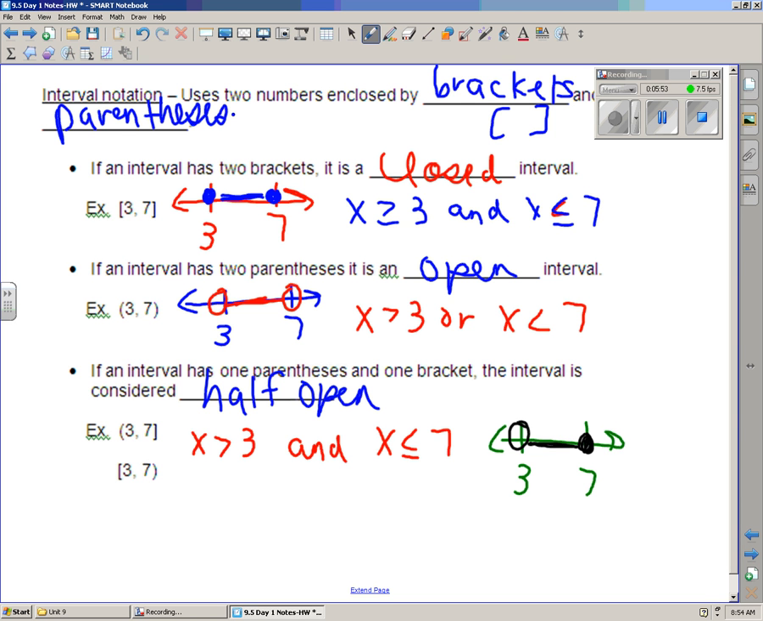Last one is this guy where it says, all right, now I've got my bracket on 3 and my parenthesis on 7. This would mean that x had to be greater than or equal to 3, and x had to be less than 7.